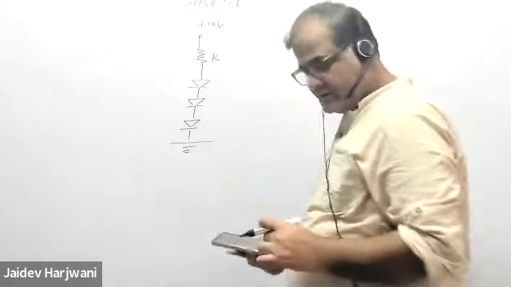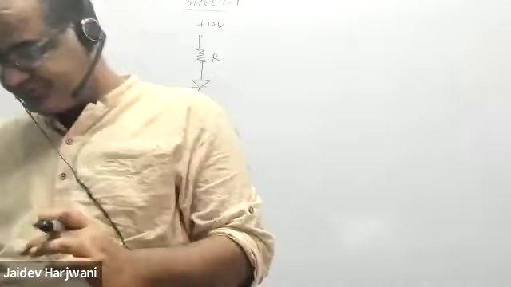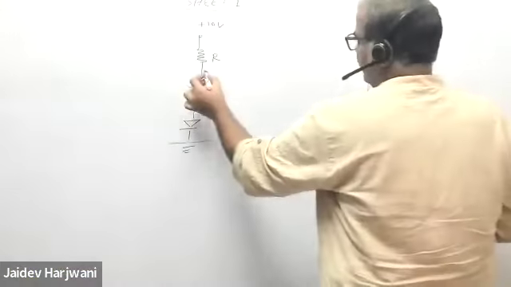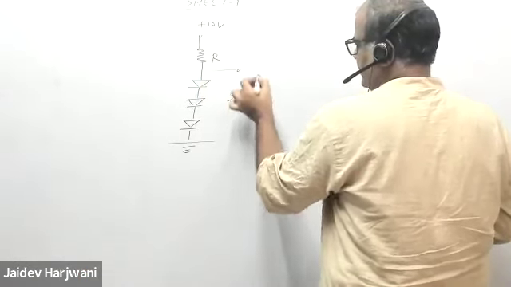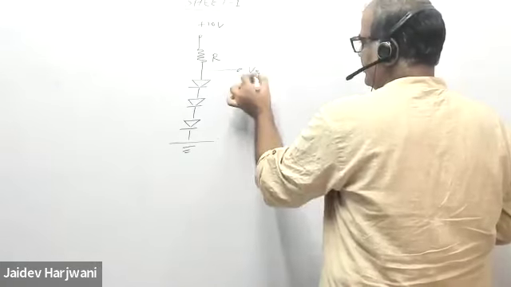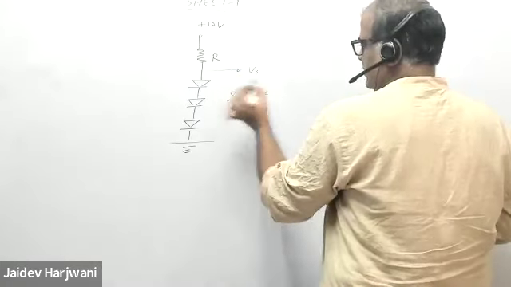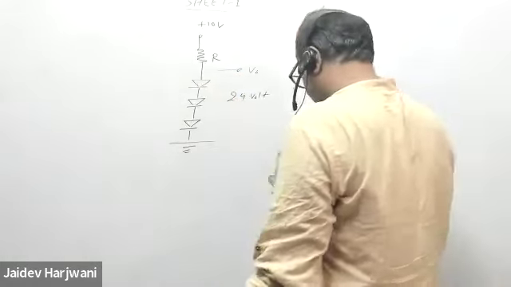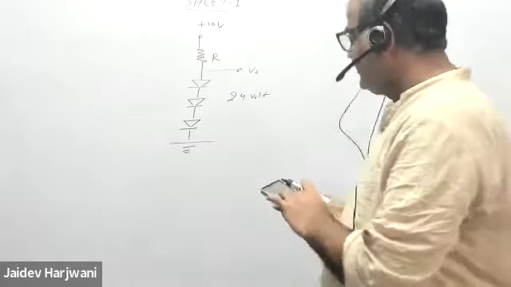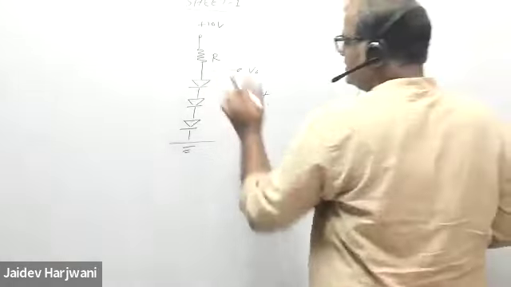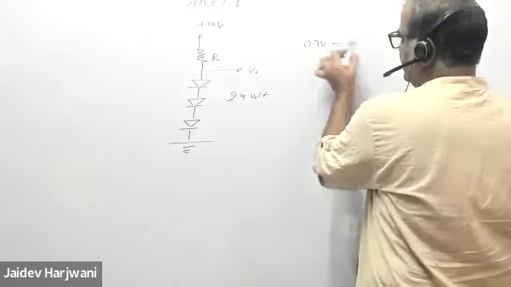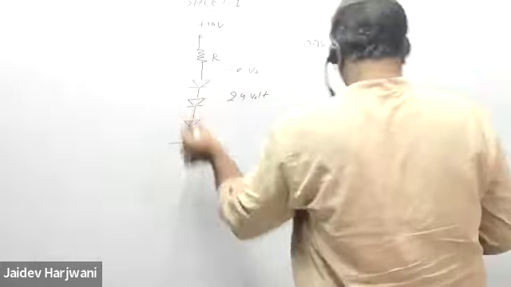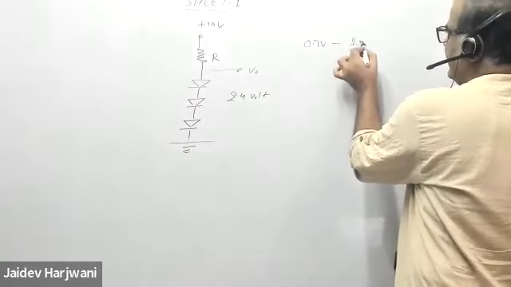Now the question is: design a circuit whose output is 2.4 volt. Here I'm measuring the output, it should be 2.4 volt. Also given that the voltage drop across a diode is 0.7 volt, and at 0.7 volt the current flowing through the diode is 1 milliamp.